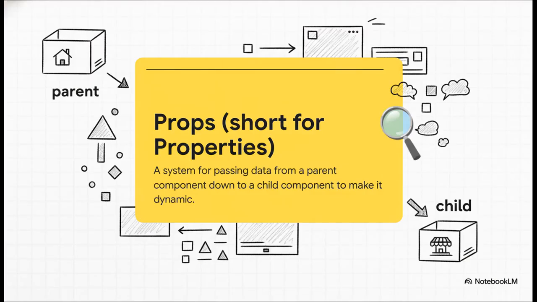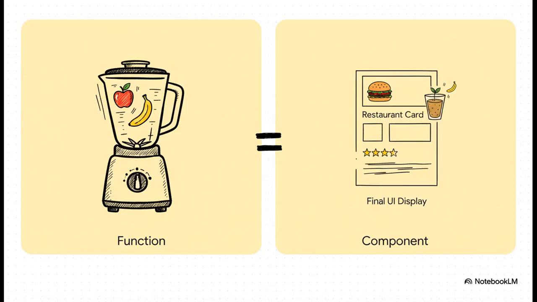All right, so props, it's just short for properties, are simply how we pass data into a component. Think of it like this. Our main app has all the info, right? So it sends specific pieces of that info, like a restaurant's name and its rating, down into our little restaurant card component. And here is the absolute key to understanding this.